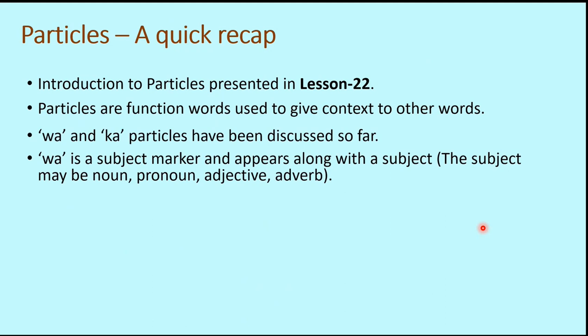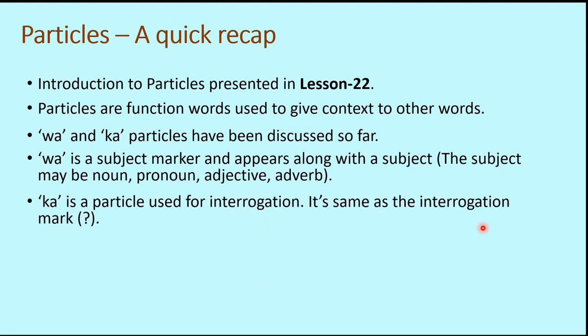There are around 15 particles in Japanese, out of which till now we have done two particles, wa and ka. Wa is a subject marker, as you know, and it appears along with a subject, which could be a noun, a pronoun, an adjective, or an adverb. The most common example is watashi wa, your name, desu. So it follows the subject. And then we studied the ka particle, which is basically used for interrogation. Any question in Japanese ends with ka, similar to the question mark in English or any other language.